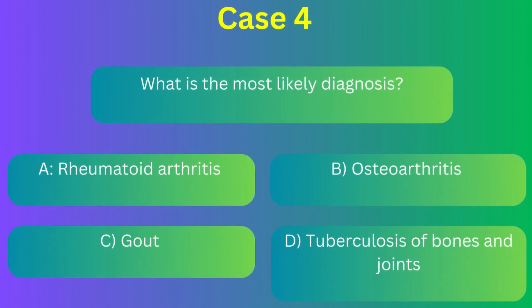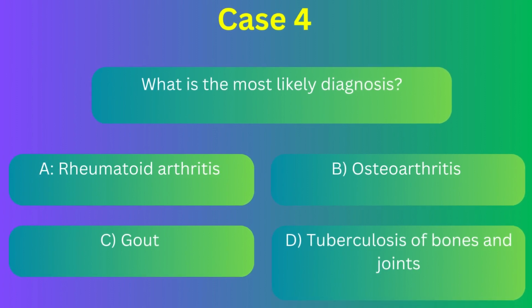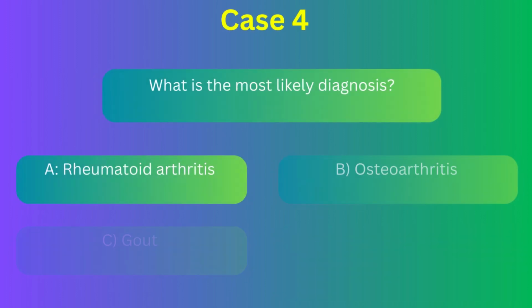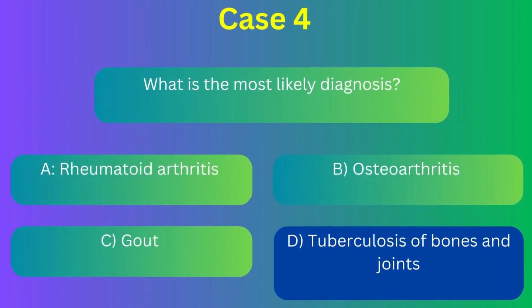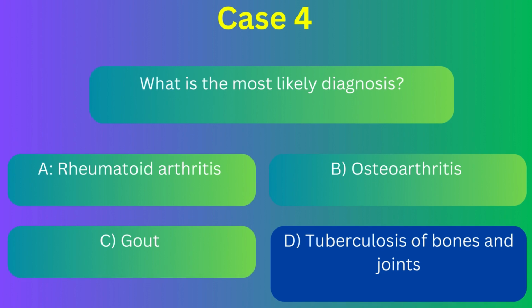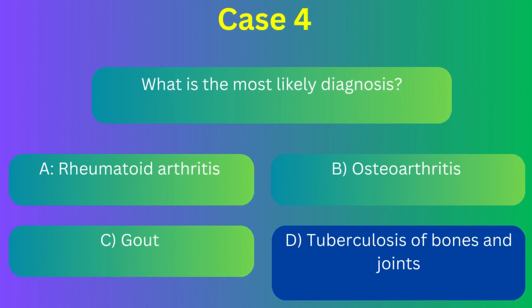A. Rheumatoid arthritis. B. Osteoarthritis. C. Gout. D. Tuberculosis of bones and joints. Correct answer D. The clinical presentation, imaging findings, and histopathological evidence of caseating granulomas suggest TB involvement of bones and joints.